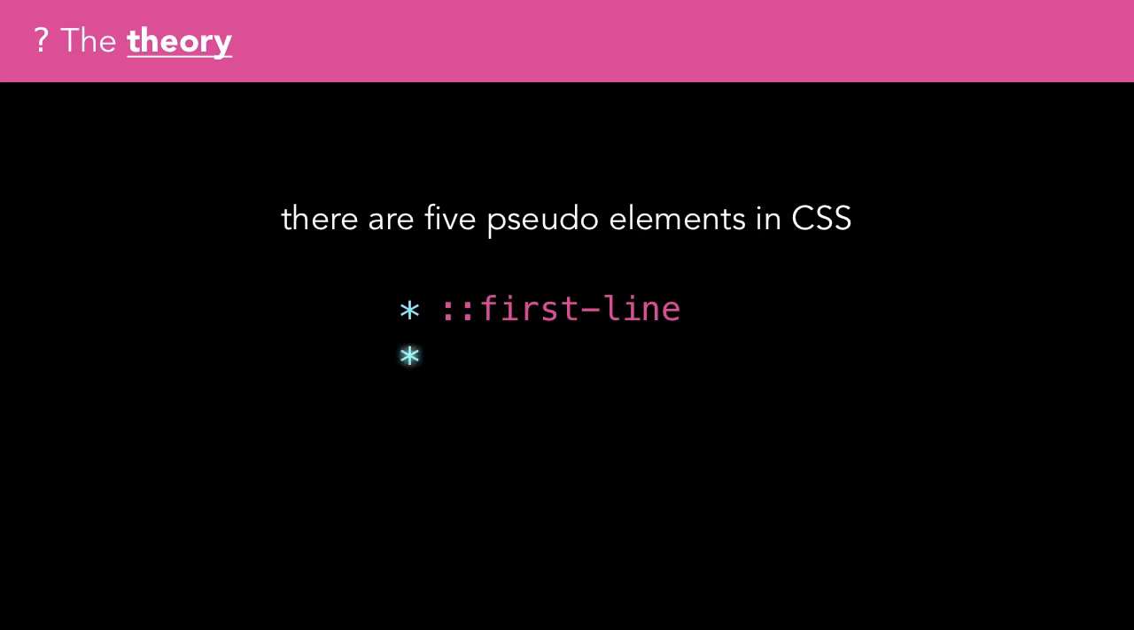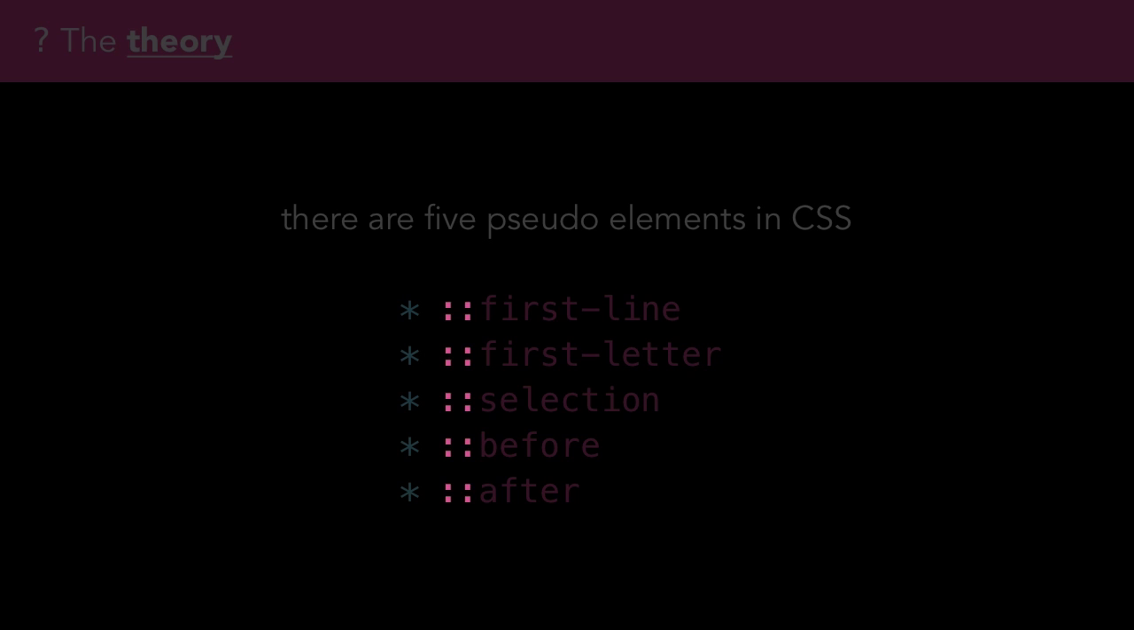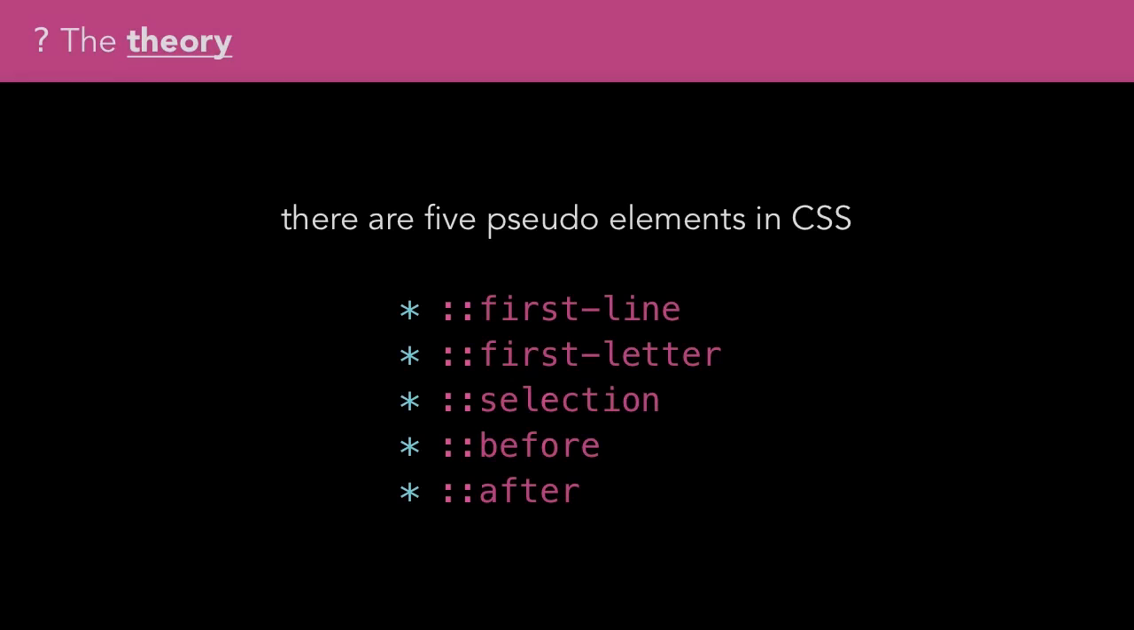There are five pseudo elements in CSS. First line, first letter, selection, before and after. These are differentiated from pseudo classes with the double colon syntax, but they're often written in CSS with a single colon for brevity.